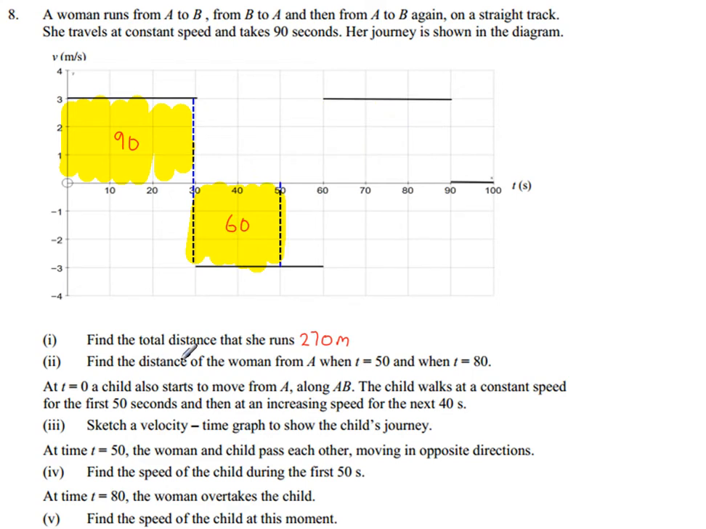The distance of the woman from A when t equals 50 is actually asking for the displacement. So anything above the horizontal axis is positive, anything below will be negative, and if you add them together, 90 plus minus 60 gives us 30 meters. So when t equals 50, the displacement, or the distance from A, is 30 meters.